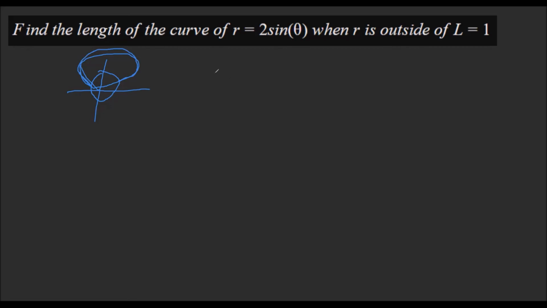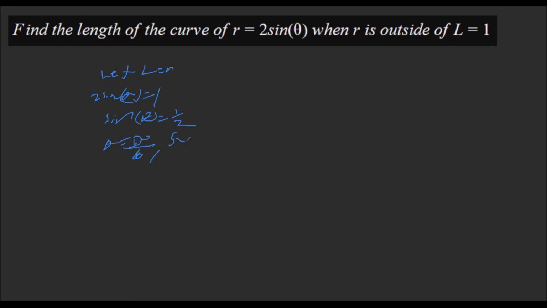And so what we first need to do is set the two equations equal to one another. So let's say that the two r's are equal. From here we can say that 2 sine theta is equal to 1, which means that sine theta is equal to 1/2. And therefore, theta equals both pi over 6 and 5 pi over 6. So at least the values of theta are quite simple.